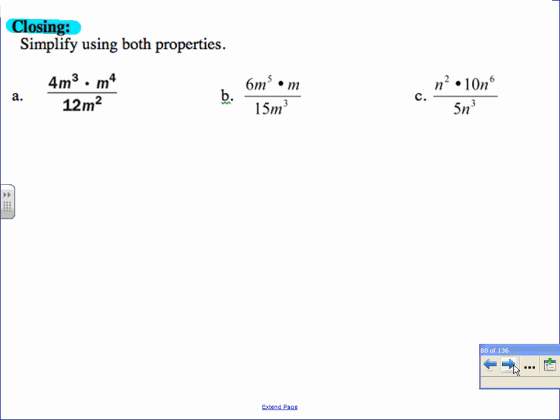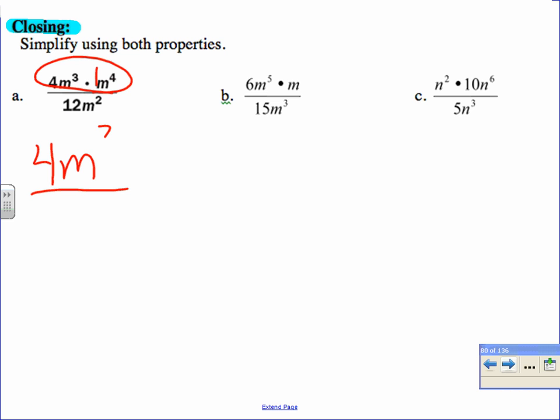Okay, letter A. These ones are a little crazy. If you see a multi-step exponent problem, I want you to simplify what's on the top first, what's on the bottom second, and then simplify the whole thing. How do we simplify the numerator? Let's start with that. Matt. Awesome. This was really a 1 here. 4 times 1 is 4. M to the 3rd times M to the 4th is M to the 7th.